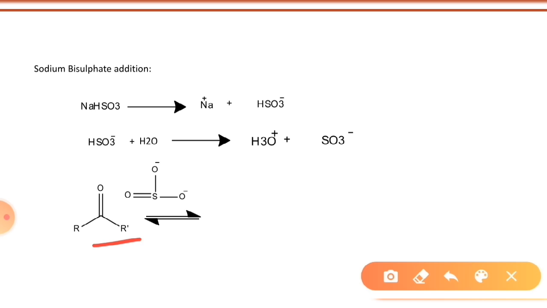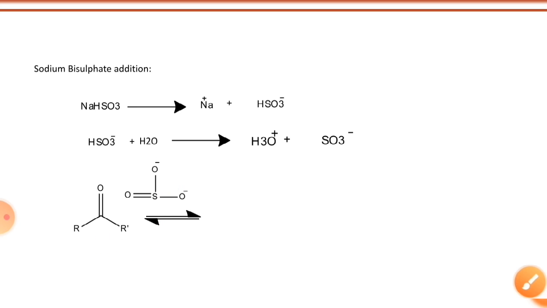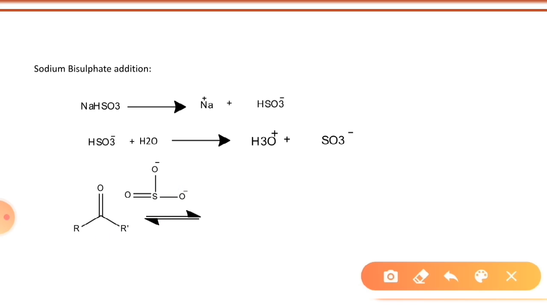Here is the ketone or aldehyde. Always aldehydes are more reactive than ketones. We have to keep it in our mind. And now that attack will occur through sulfur. Sulfur has a lone pair. It will attack through sulfur to the carbonyl carbon, and O negative will form.